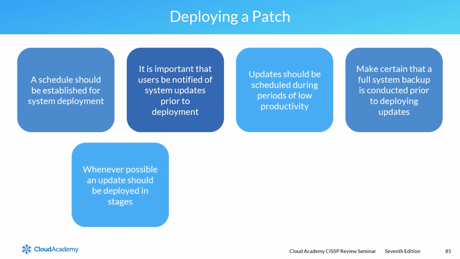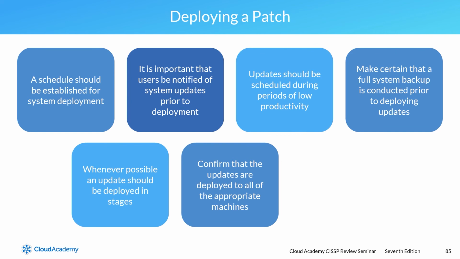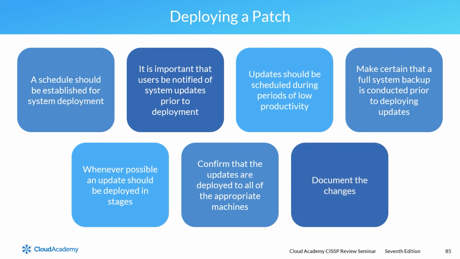Whenever possible, an update should be deployed in stages. That depends on how complex and how many components are going to be affected by the change. We always need to apply these things and then confirm that the updates are deployed to all of the appropriate machines and that they have installed correctly and that they're doing what and only what they are supposed to. Take nothing for granted. And then, once we've established definitively that everything has gone according to plan, we document the changes and put in place the new documented baseline of the system.